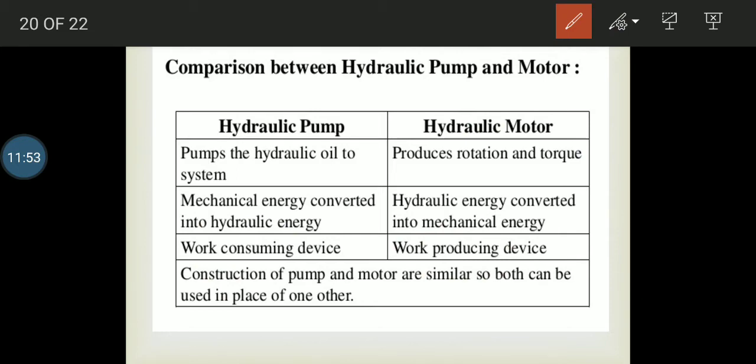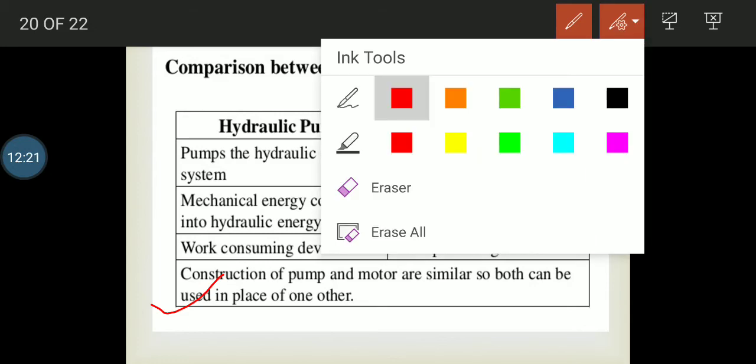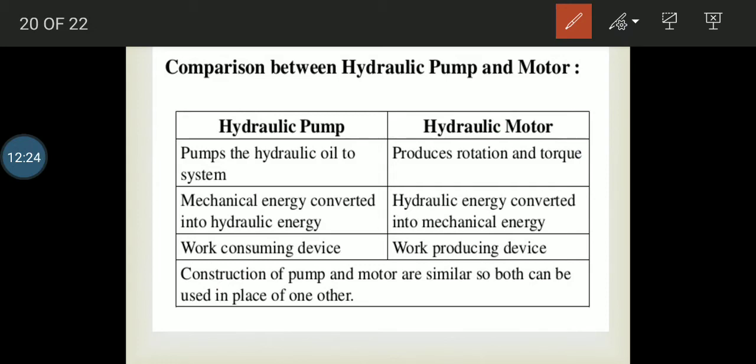Then construction of pump and motor are similar, or both can be used in place of one another. Just be concerned related to the working area of the system. When I am talking about the hydraulic motor, it is generating mechanical energy, or it is producing work, which can be utilized by further accessories or parts or components. But when I am talking about the pump, it is consuming the work or mechanical energy and generating hydraulic energy, which can be used by our further components. So we have to be concerned related to that thing only.